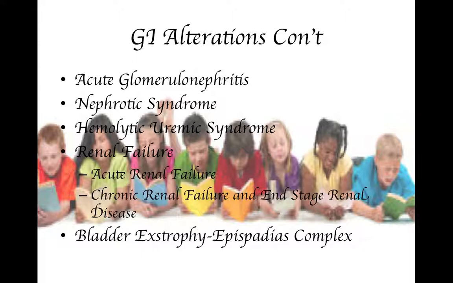Okay, we'll finish up GU alterations, and first we'll look at acute glomerulonephritis, or AGN. This is an acute or sudden inflammation of the glomeruli within the kidney. This inflammation can result in acute renal failure.